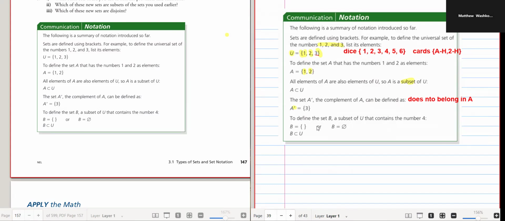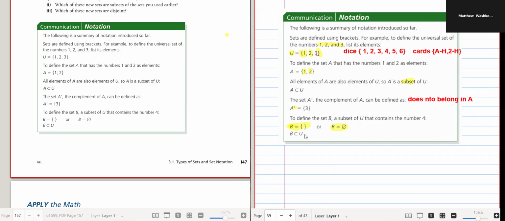So what if I ask you, what about the number 4 or any number that contains the number 4? Is that a part of A? Is that a part of U? No, that is not a part of that. So we would say it's an empty set, right? There's nothing in there. Or B is equal to, again, no set. So B is a subset of U.